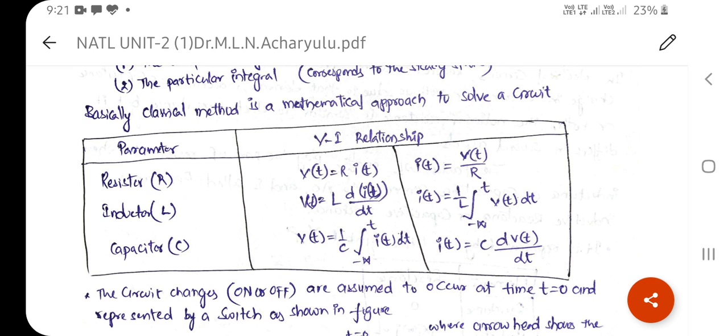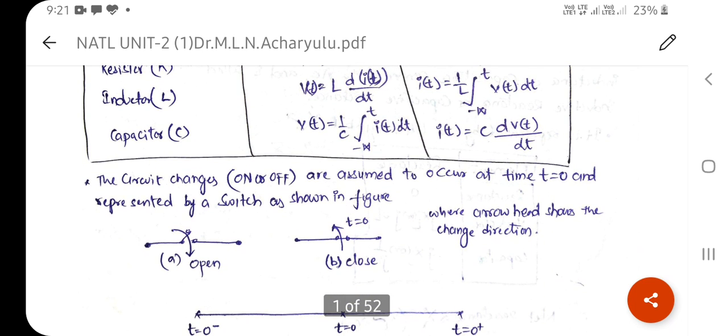Now we are going to talk about circuit changes, whether switching off or on. We assume the switching occurs at time t equal to 0, represented by the switch as shown in the figure.